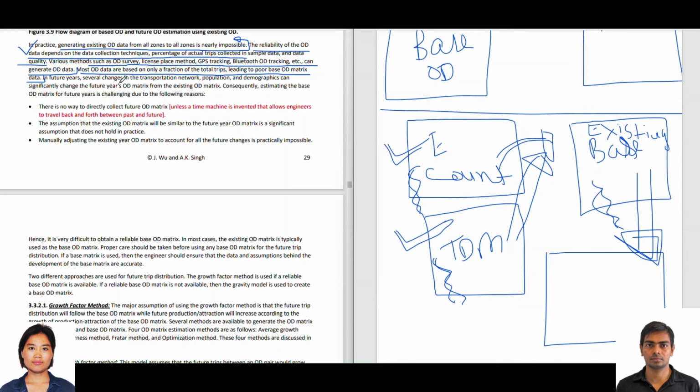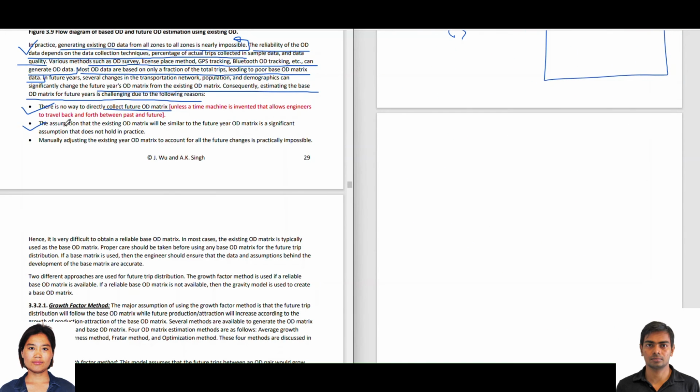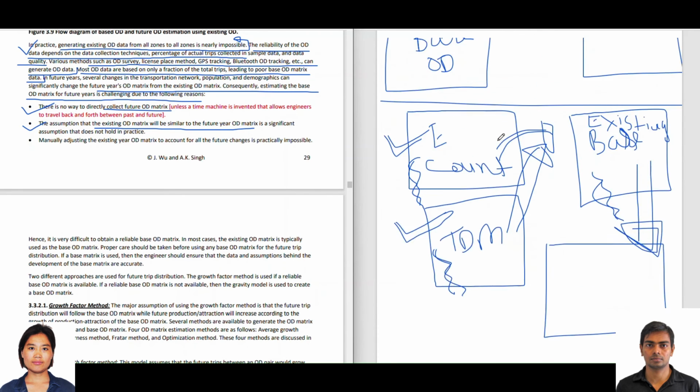In future years, several changes in the transportation network and population demographics can significantly change the future OD matrix from the existing OD. Consequently, estimating the base OD matrix for the future is challenging. One of the reasons is that there is no way of directly collecting the future OD matrix. We cannot go to 2050 if we are in 2022 and collect the OD matrix from the future. The assumption that the existing OD matrix will be similar to the future OD matrix is a significant assumption.